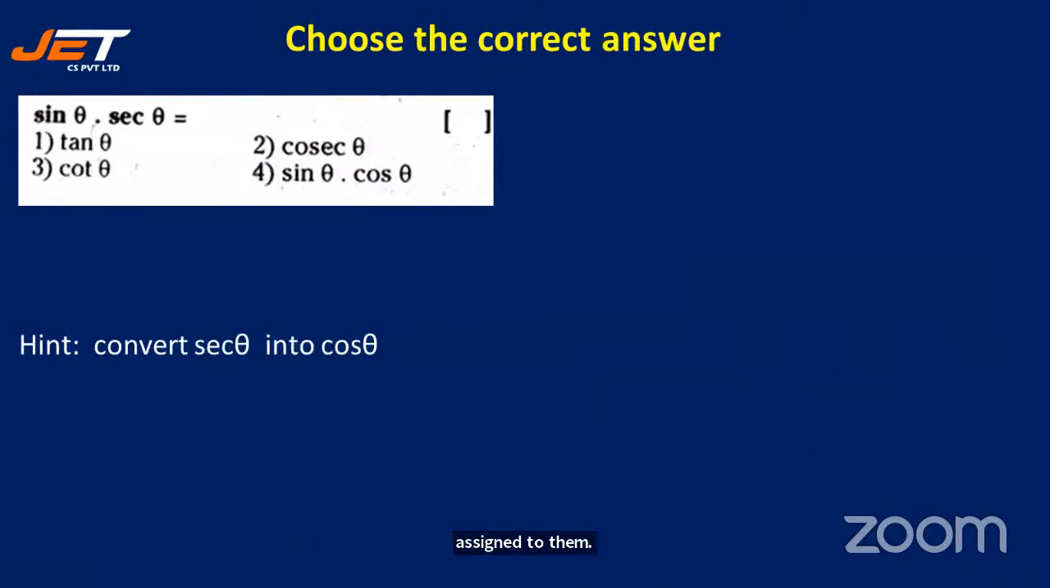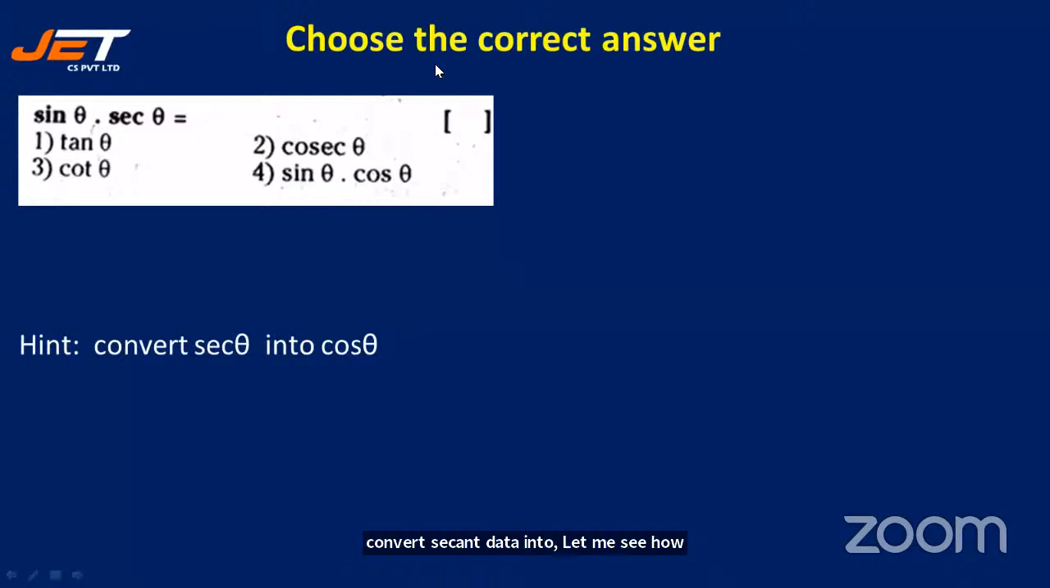Sin theta into secant theta is dash. Is it tan? Is it cot? Is it cosecant? Is it sin theta into cos theta? So they've given you the clue. Convert secant theta into cos theta. Let me see how many are giving me the answers.